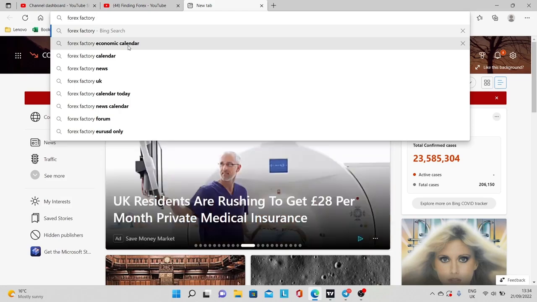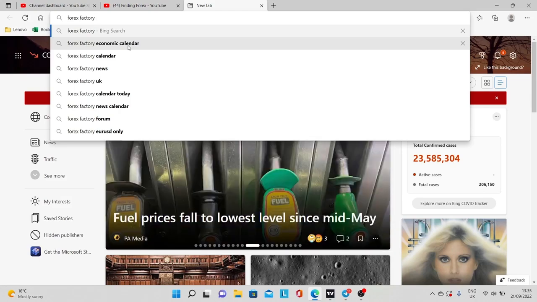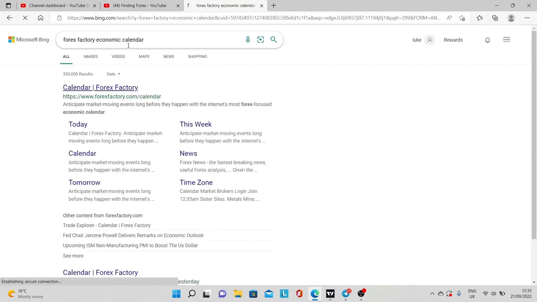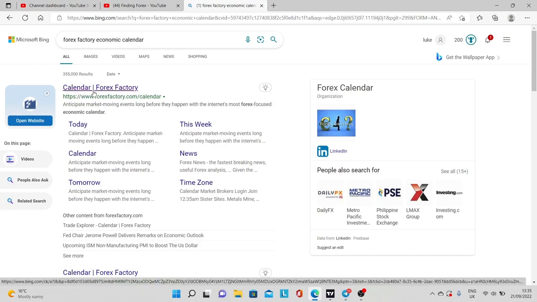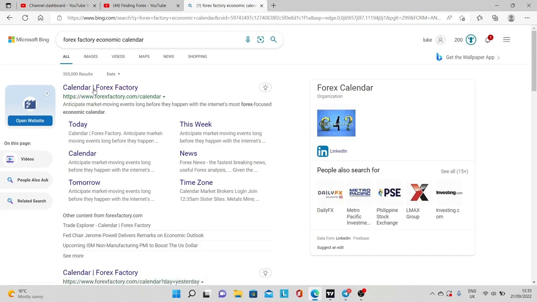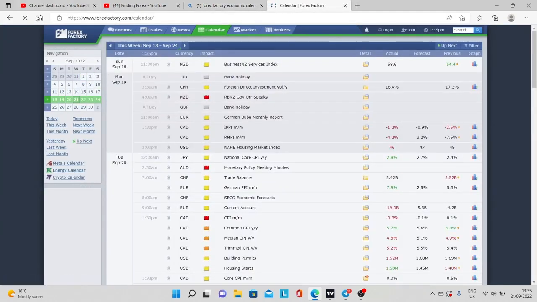We don't want to go onto the news or the UK. We just want to go onto the Forex Factory economic calendar. So we're going to type in the economic calendar, and it should be the first thing that comes up. Potentially there may be some ads ahead of it. If there are, just scroll down until you see calendar and then Forex Factory. So we're going to click on this, and then it should bring you up to this website.